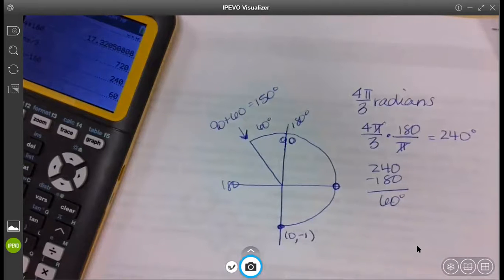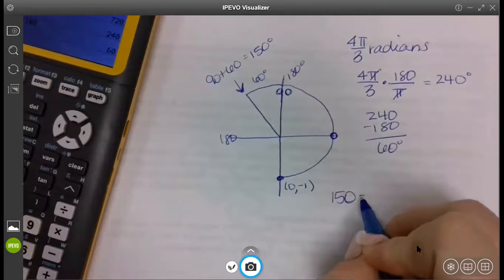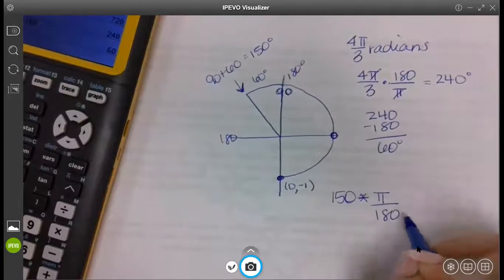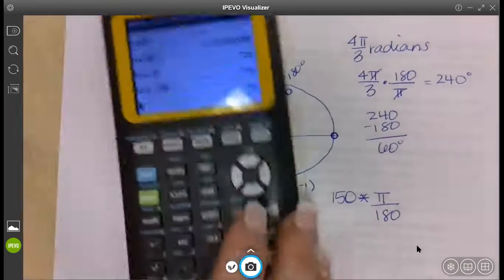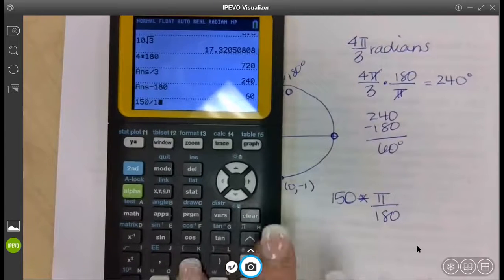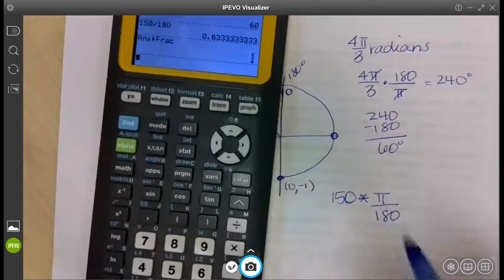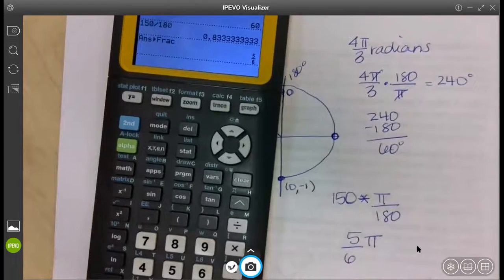Then all I have to do is turn it back into radians. So 150. To turn it into radians, I have to have a pi on the top, because it's 4 pi over 3, 2 pi over 3, something pi. So the pi has to be on top. And then I just put it in my calculator, 150 over 180. Math, enter, because it was a decimal, gives me 5 over 6. And I just have to have a pi. And that's it.